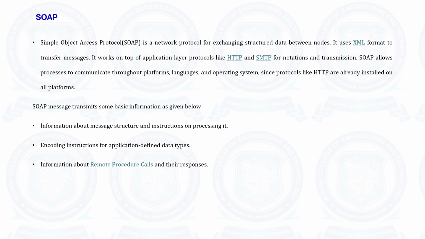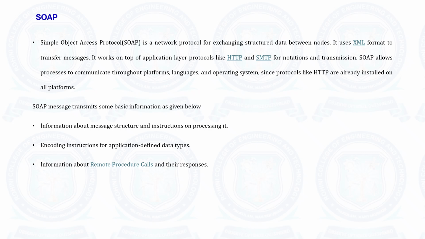Simple Object Access Protocol, SOAP, is a network protocol for exchanging structured data between nodes. It uses XML format to transfer the message. It works on top of application layer protocols like HTTP and SMTP for notation and transmission. SOAP allows processes to communicate across platforms, languages, and operating systems. Protocols like HTTP are already installed on all platforms.